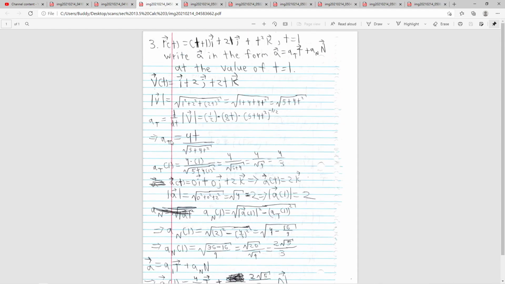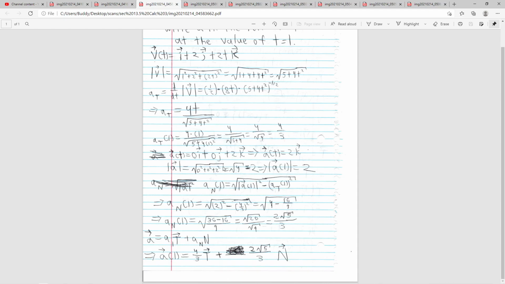Then we can solve this for the point t equals 1, because you might as well plug it in here. So it's 4 times 1 divided by the square root of 5 plus 4 times 1 squared. So it's 4 divided by the square root of 5 plus 4, 4 divided by the square root of 9, 4 divided by 3. It's simplified: 4/3.